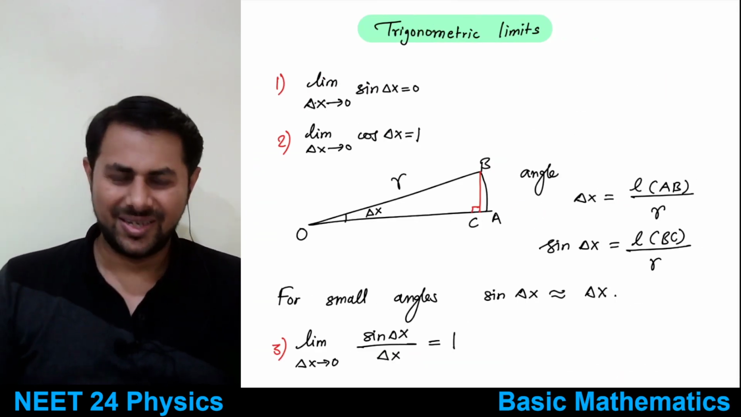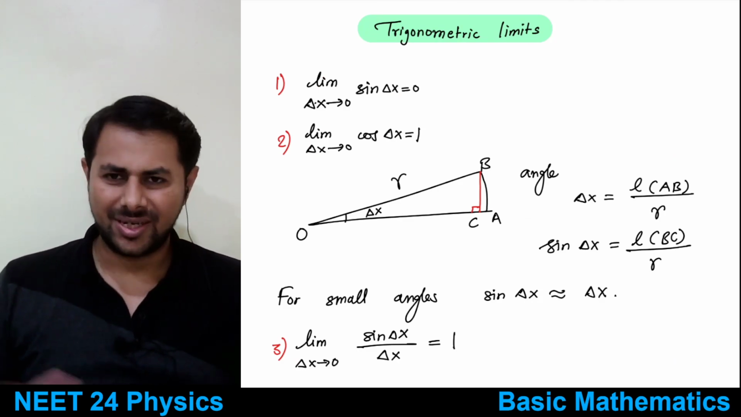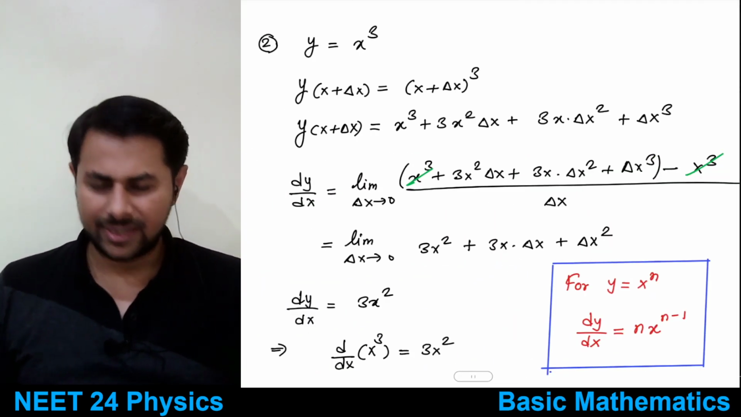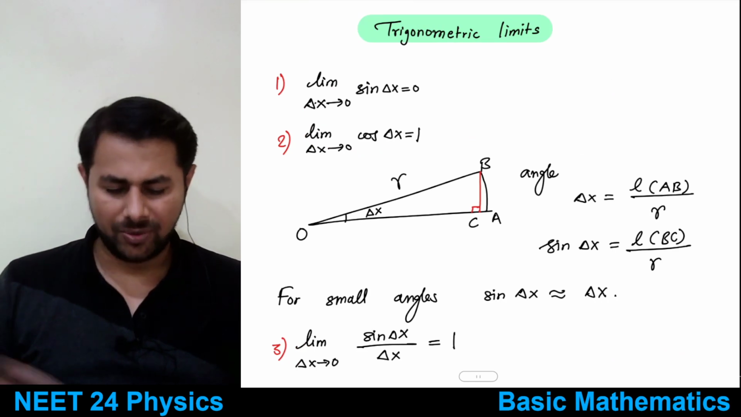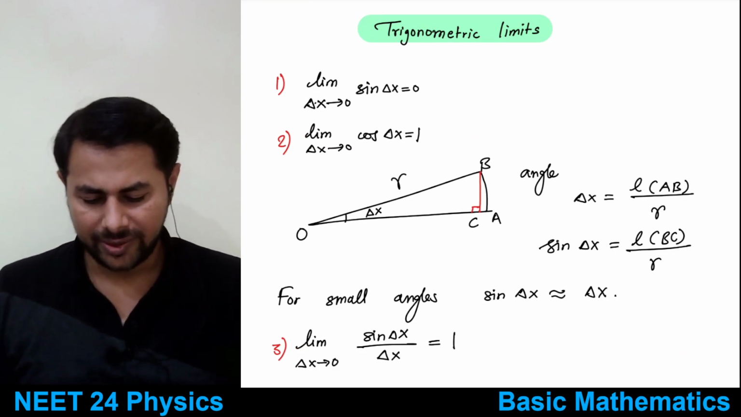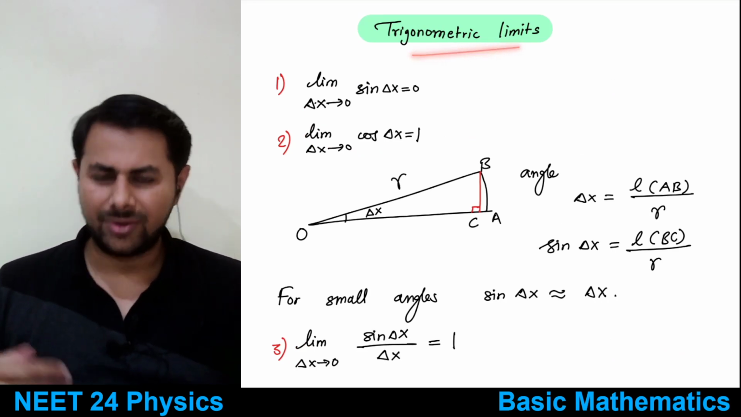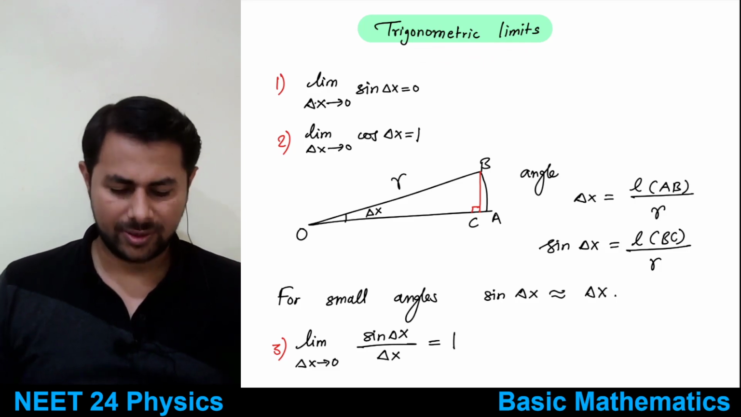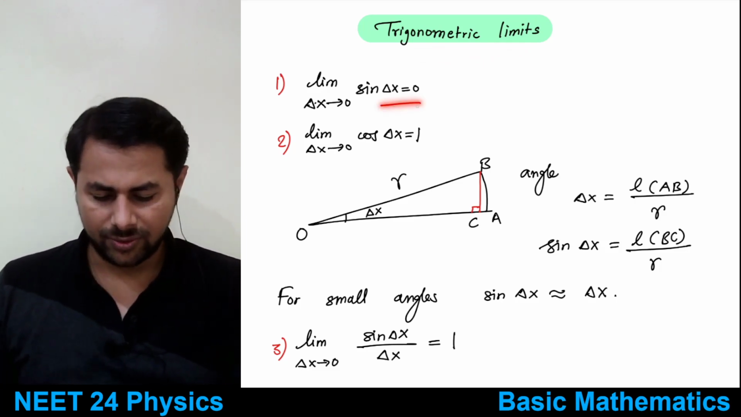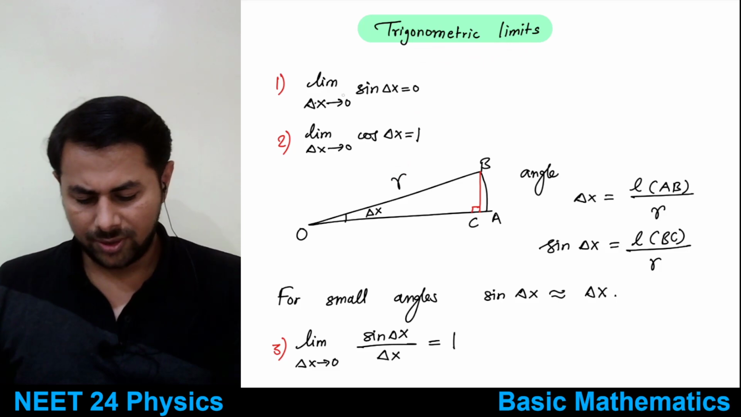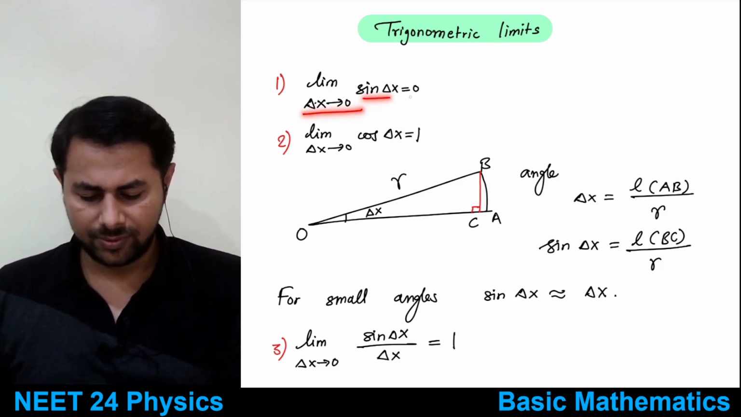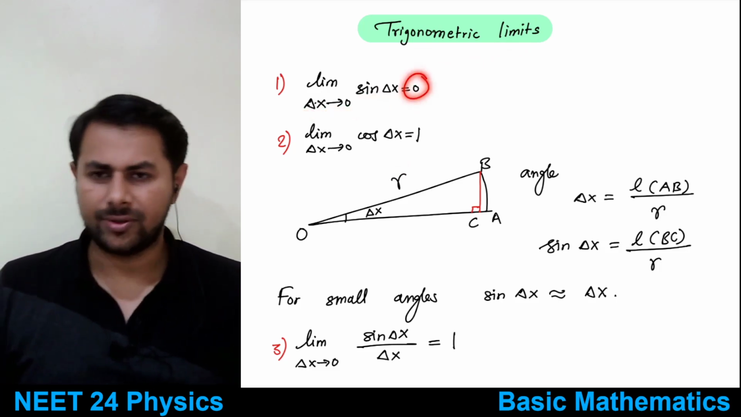Then, the next thing is, there are not only algebraic functions like this, there are trigonometric functions also. To find the derivatives of trigonometric functions, we need to know some limits. So the limit as delta x tends to 0 of sine of delta x is equal to 0.